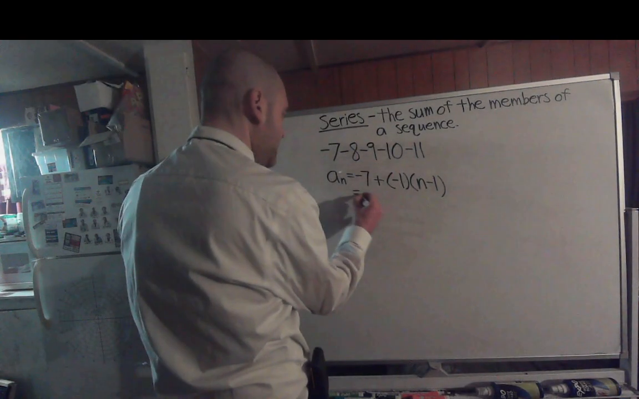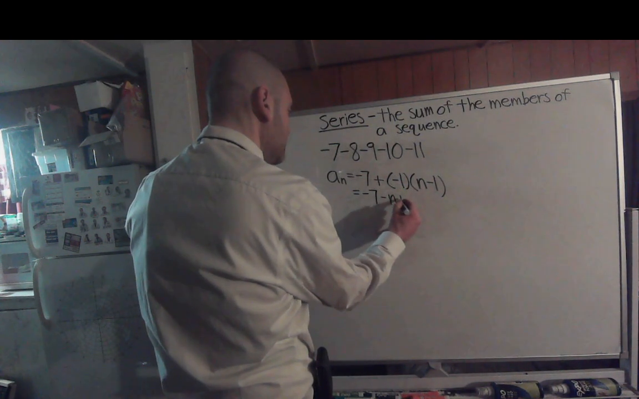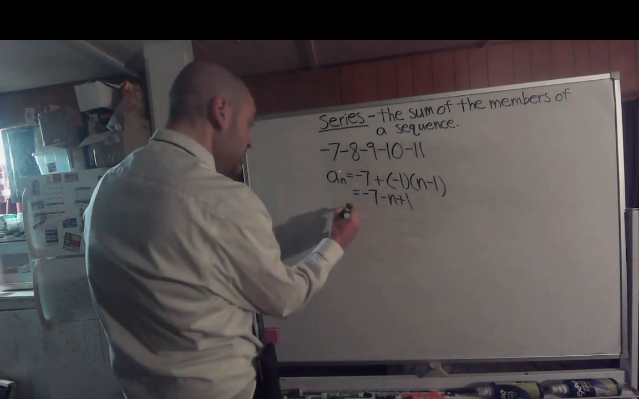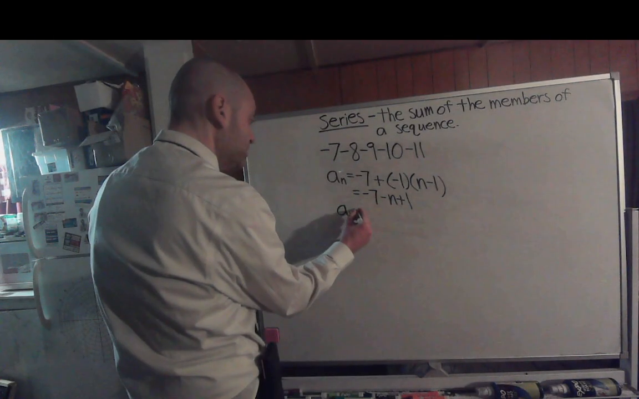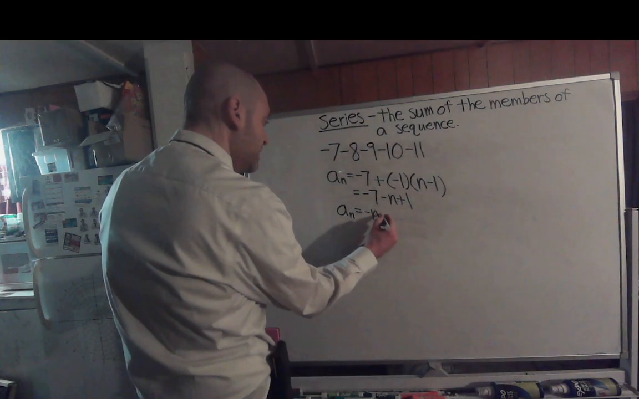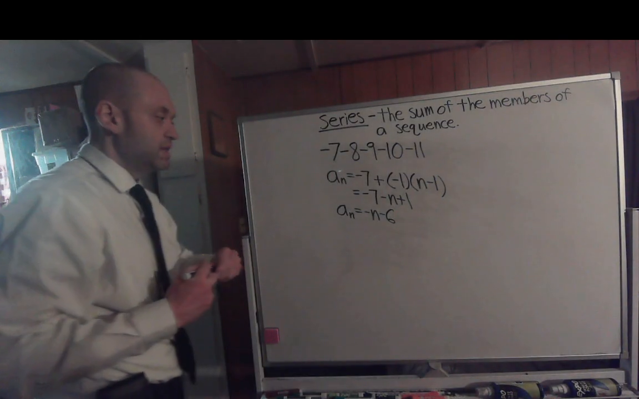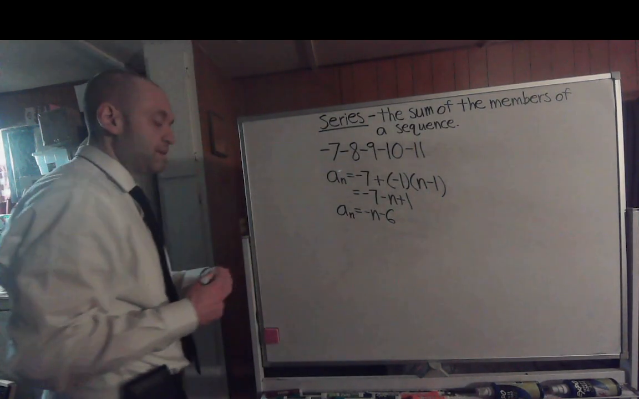Now let's simplify this a bit. So negative 7 minus n plus 1. So the simplified formula is going to end up being negative n minus 6. That would be my simplified formula for this: negative n minus 6.